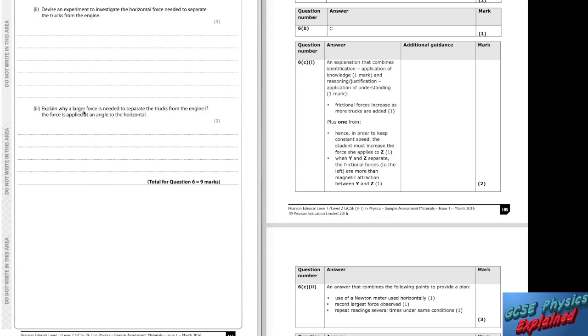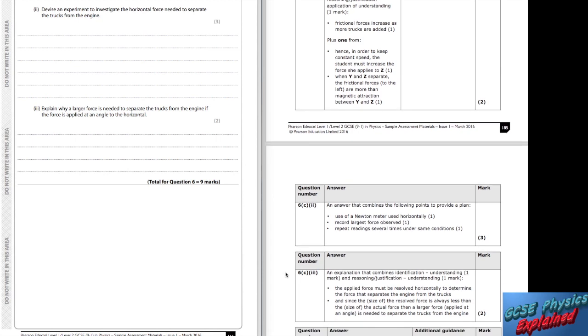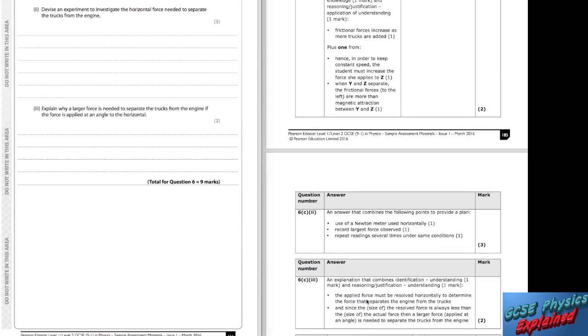Part 3. Explain why a larger force is needed to separate the trucks from the engine if the force is applied at an angle to the horizontal. That's worth 2 marks. The applied force must be resolved horizontally to determine the force that separates the engine from the trucks. And since the size of the resolved force is always less than the size of the actual force, then a larger force applied at an angle is needed to separate the trucks from the engine. Sounds like pure waffle.